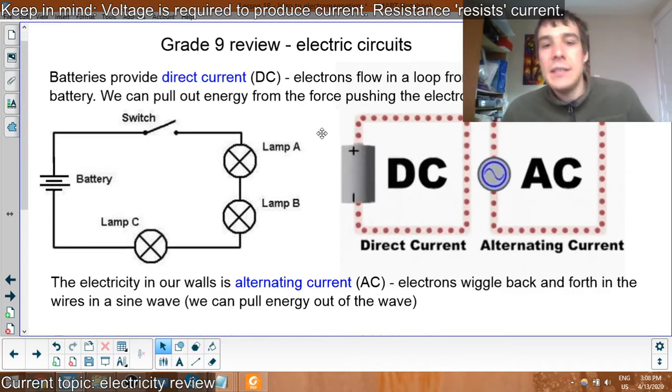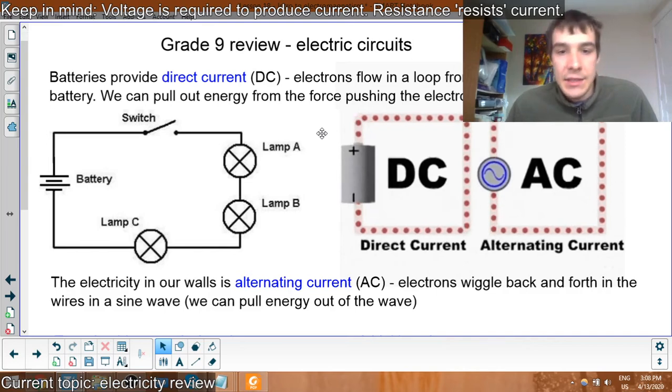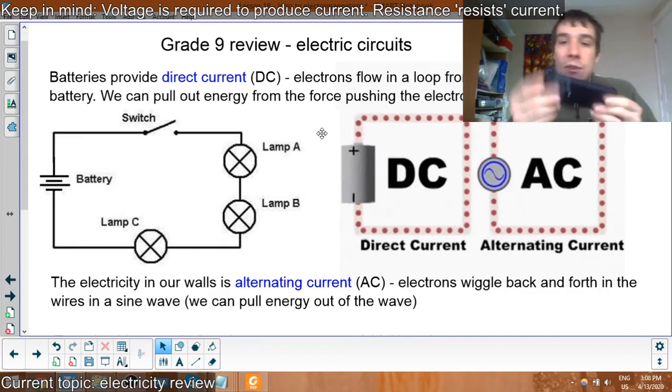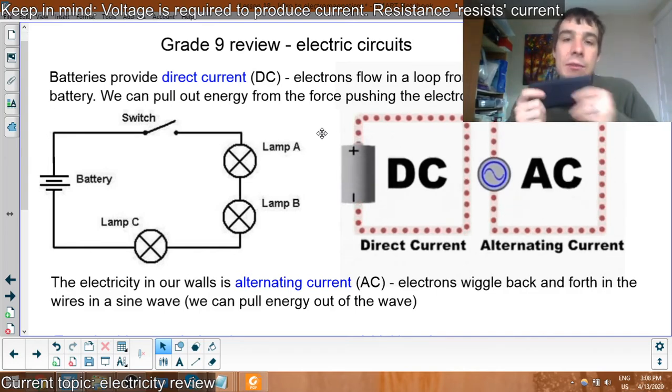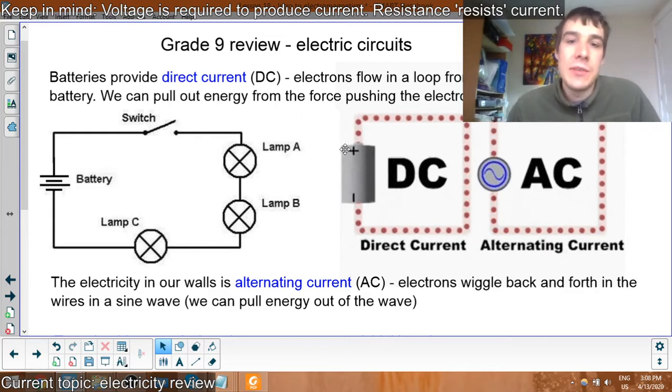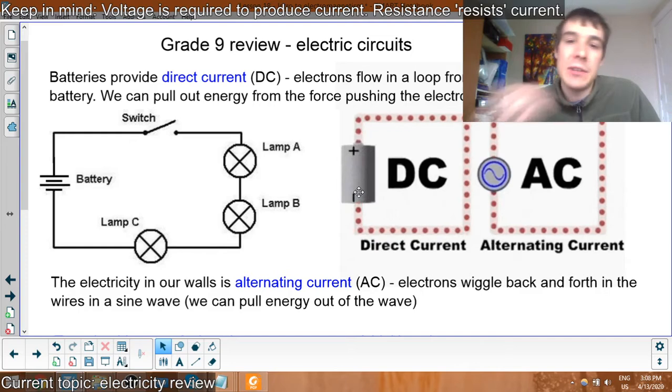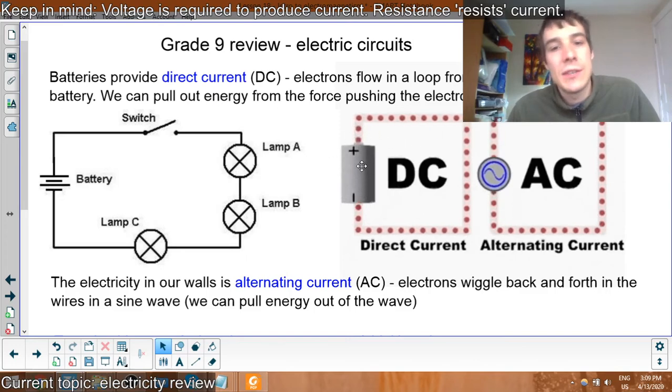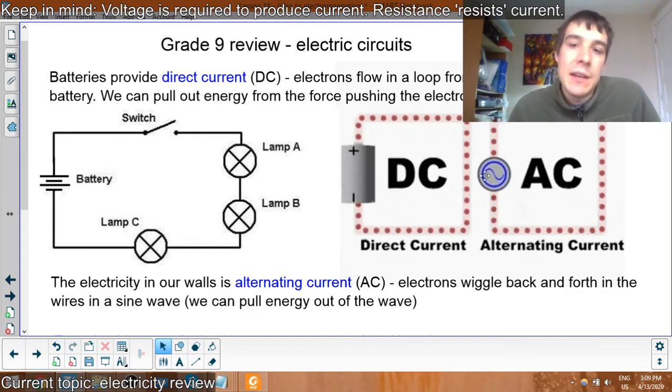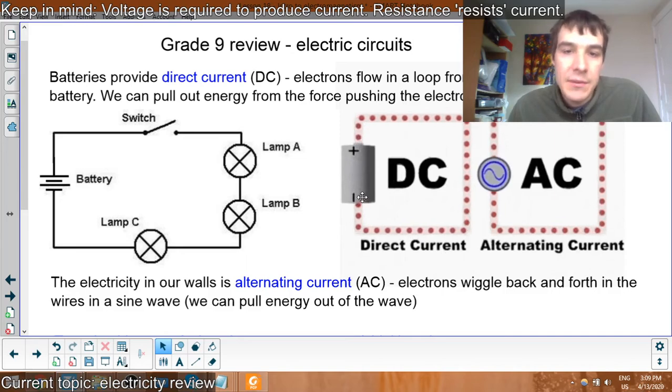So DC is the kind of electricity created by batteries because it's an electrochemical reaction. There's chemicals that want to release electrons and chemicals that want to accept electrons. And so the chemicals that want to release the electrons are on the negative side, and the chemicals that want to accept the electrons are on the positive side. And so the electrons have to flow through this way from negative to positive, backwards from this diagram, because this diagram is showing conventional current. But, really they're going the other way.